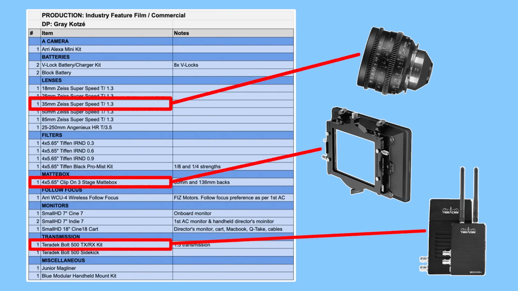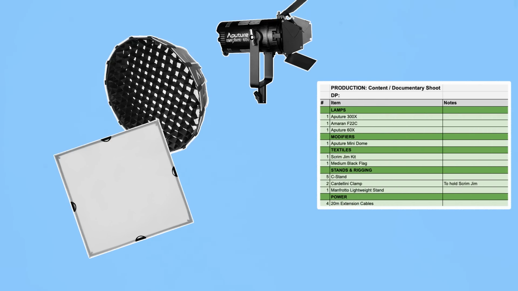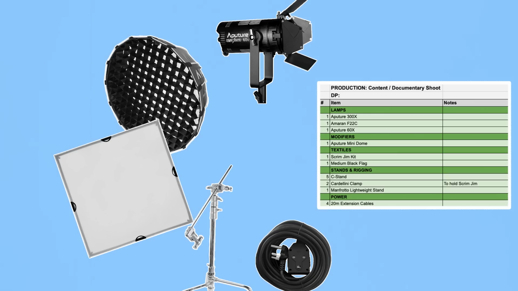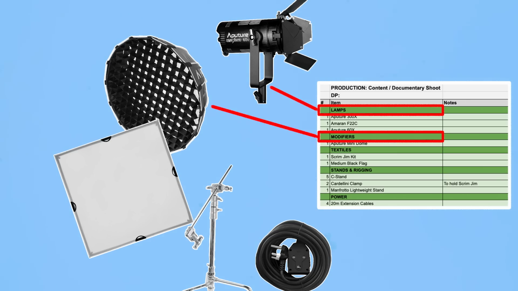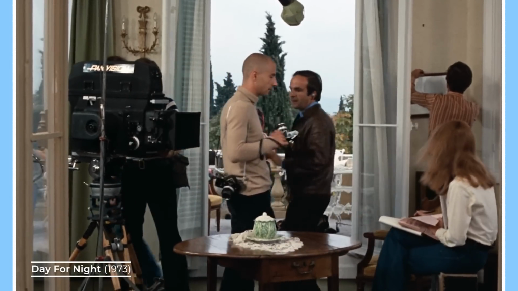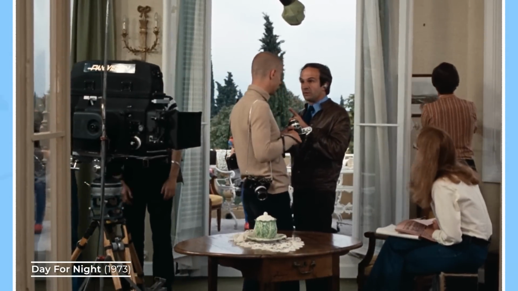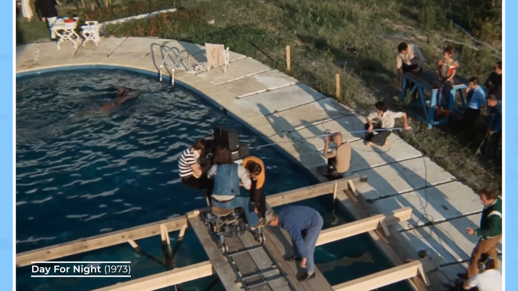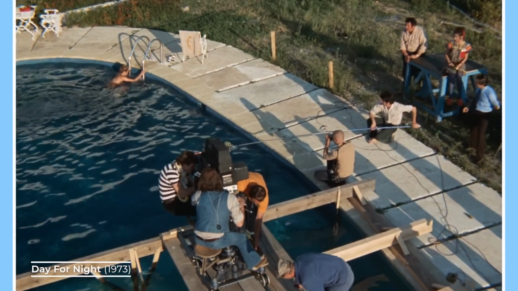Like in my last video where I created a guide to writing a camera gear rental list, in this video I'll create a lighting spreadsheet, breaking the gear into 5 categories: lamps, modifiers, textiles, stands, and power. I'll list the number of items required and leave a section for any notes which I may want to pass on to the gear rental house.